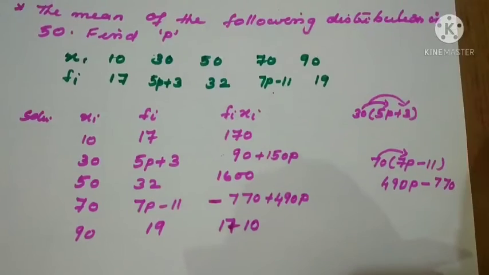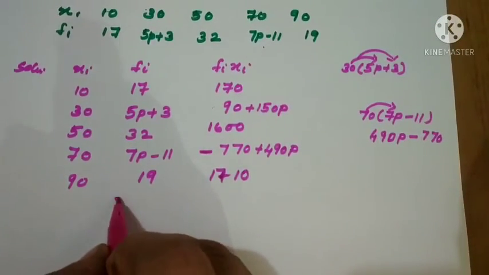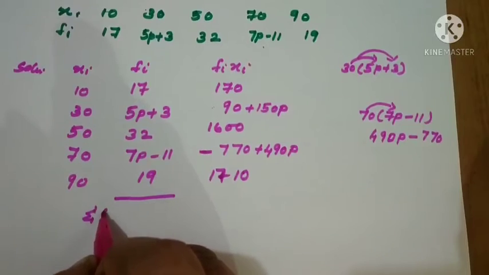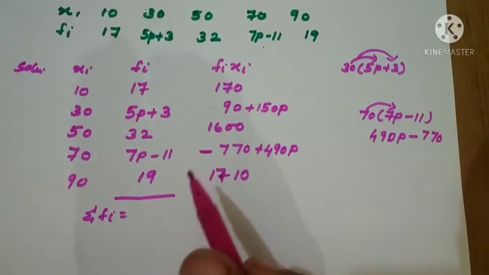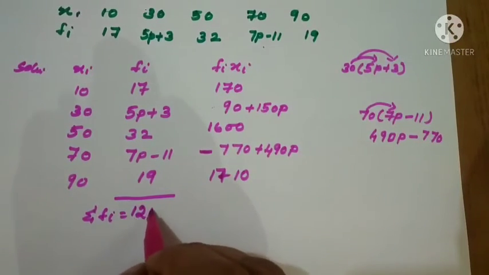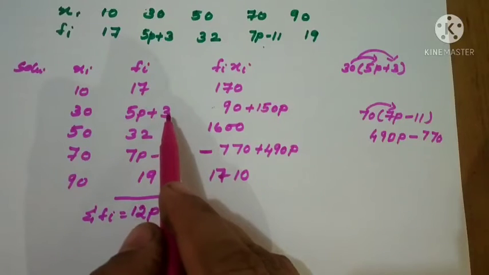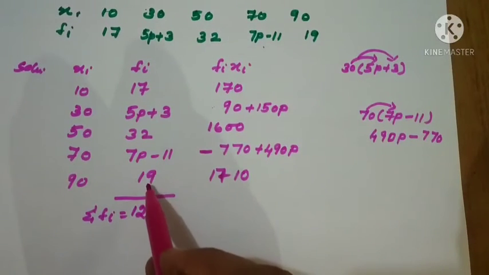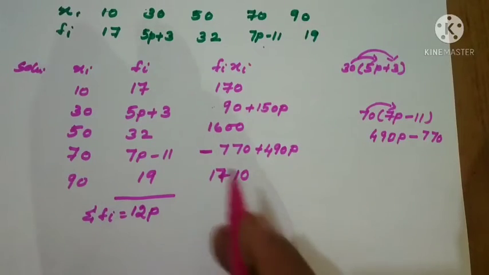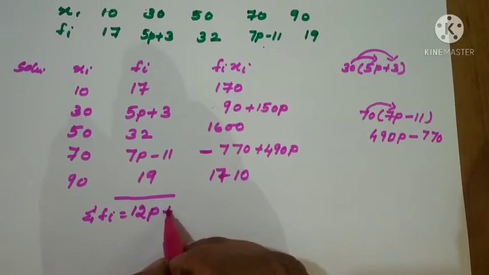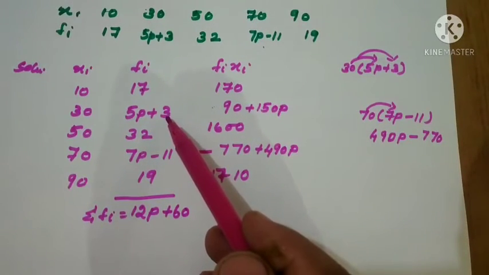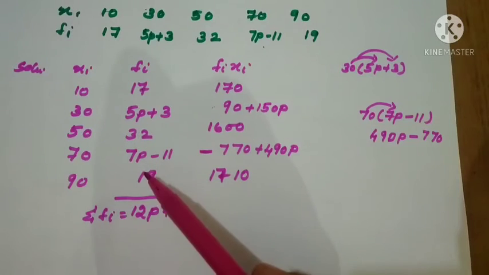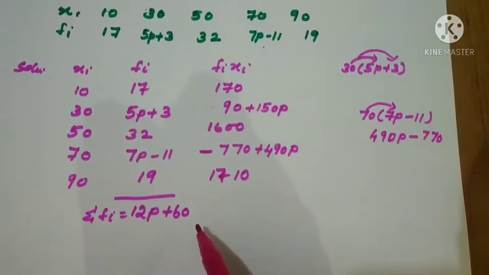So what is the next step? We should add the columns, sigma Fi. The problem is that 5P and 7P should not be added with the numbers. So we will write first 12P only because both are positive. Next 17 plus 3 plus 32 plus 19 we should add, then subtract 11. So we will get here 60. Similarly, what we have done here: 17 plus 3, 20 plus 32, 52 plus 19, 71 minus 11, that is 60 we are getting.